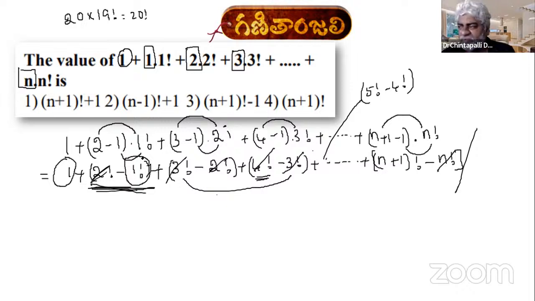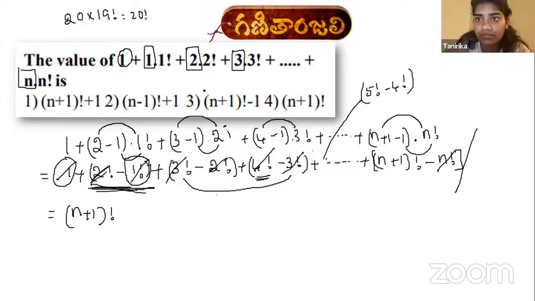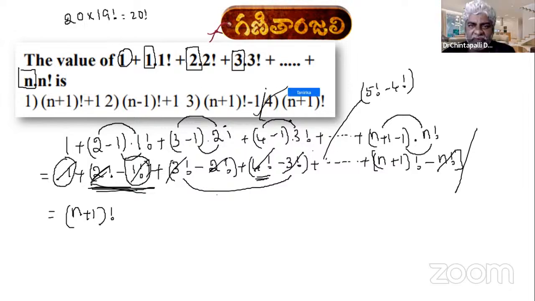So, what is the value of 1 factorial? 1, sir. This is also 1. That's minus 1 and this is positive 1, right? Does it cancel or not? Yes, sir. So what is the answer? (n+1) whole factorial. That's good. Option 4 is correct. Very good. Got it? Yes.